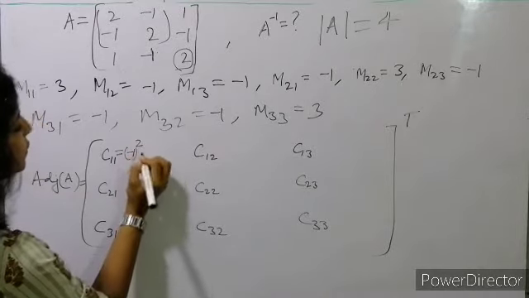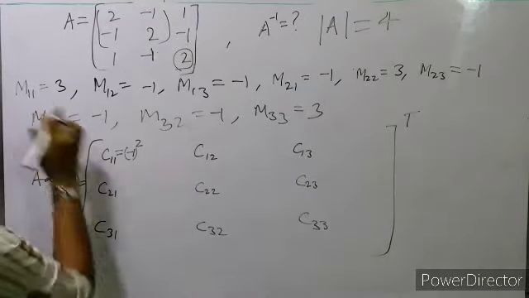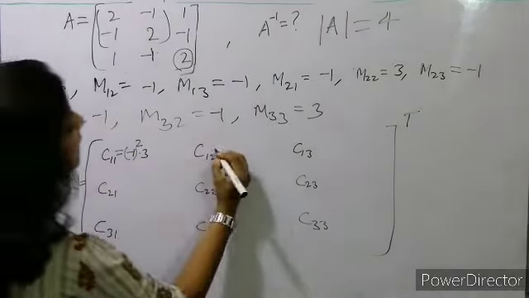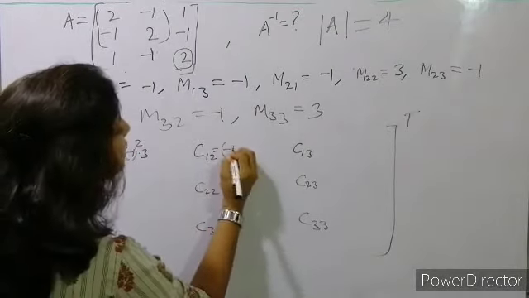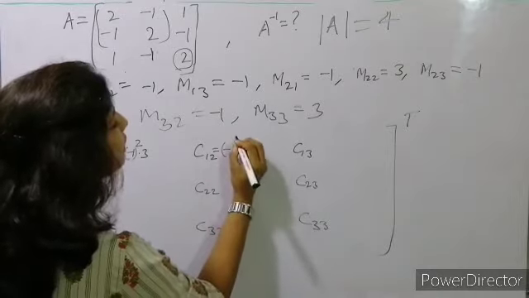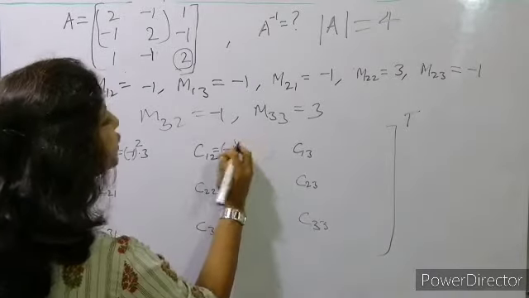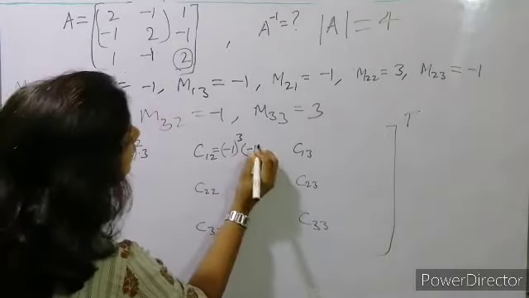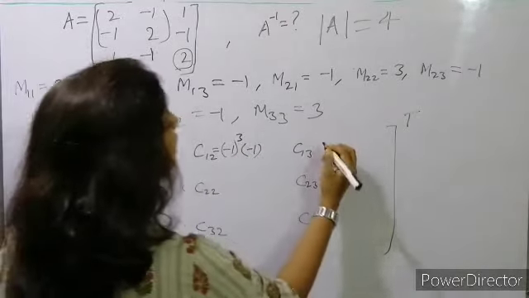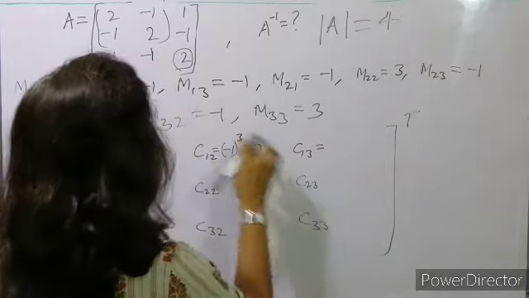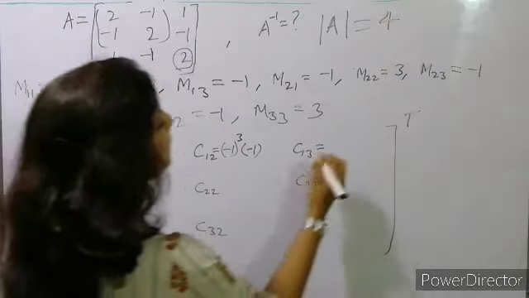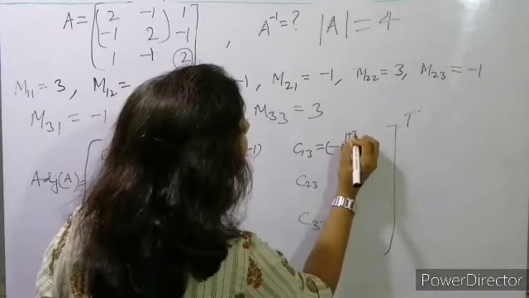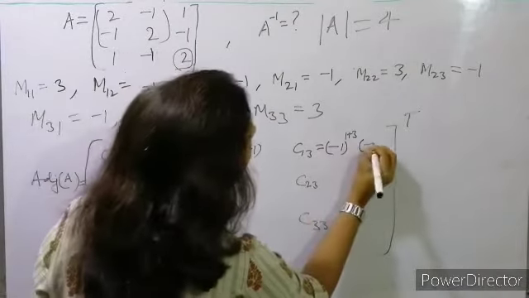1 plus 1 is 2. Okay, and C11, the value of M11, is 3. Okay, M12 is minus 1. So C12 will be minus 1 to the power 1 plus 2, that is 3, minus 1. Okay. C13 will be minus 1 to the power 1 plus 3 into minus 1.